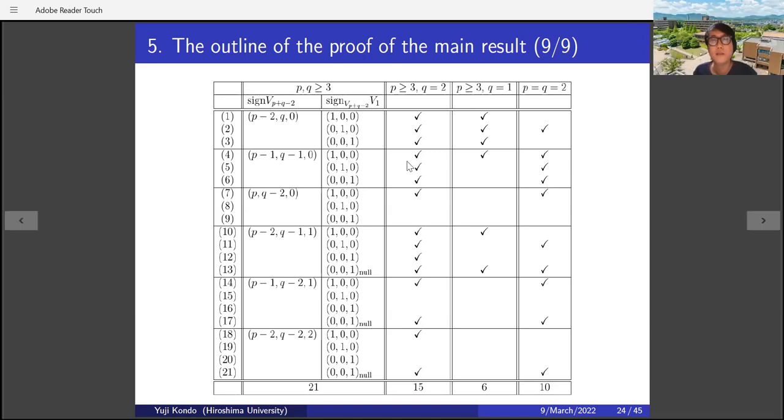Thanks. And for the other cases, for example, looking at number 15, in this case, Q is equal to 2. So Q minus 2 is 0. So in the case number 15, the restriction does not have the negative direction. So number 15 does not appear in this case. And similarly for the other cases. Then the numbers are 21, 15, 6 and 10. So this table completes the classification.